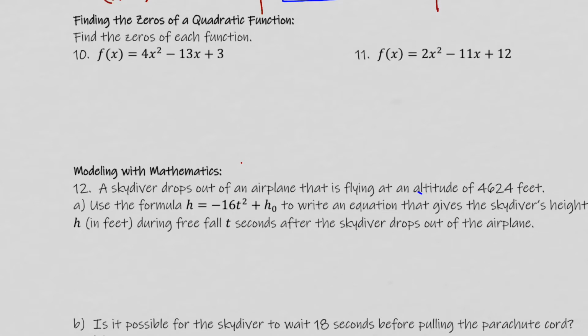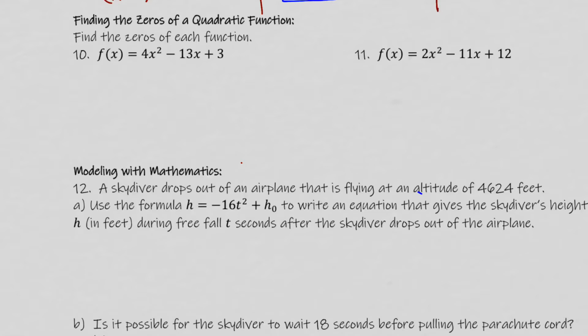Okay, so we are still solving quadratics. This time we're going to find the zeros, which means solving for x if the quadratic function equals 0. Still, finding the zeros are the x-intercepts. And this time we're going to have to do this by grouping, okay?